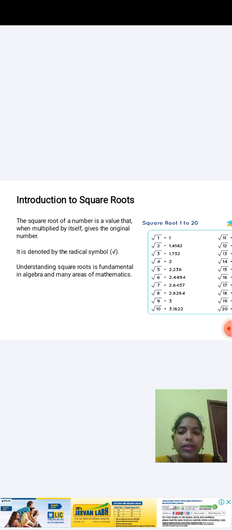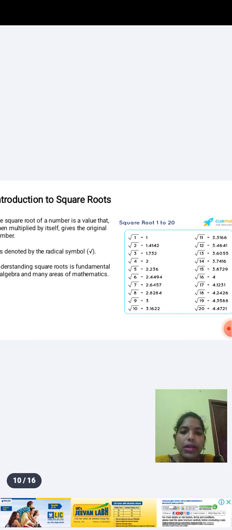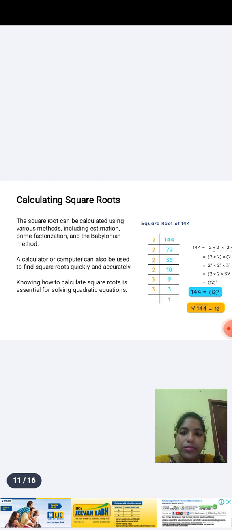Square root fundamentals: in algebra and many areas of mathematics, we observe here square roots of 1 to 20. So it's multiplied by itself. Calculating square roots: square roots can be calculated using various methods including estimation, prime factorization, and different methods, that is the LCM, GCD. A calculator or computer can also be used to find square roots quickly and accurately.